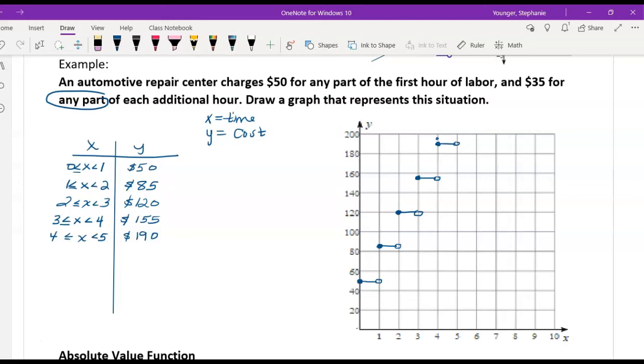And so on and so forth. So this is how that step function would be represented or graphed in the real world.